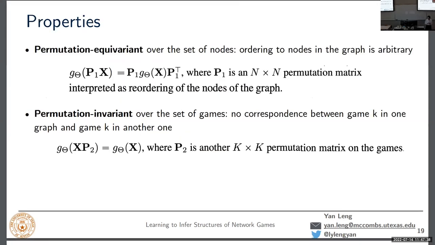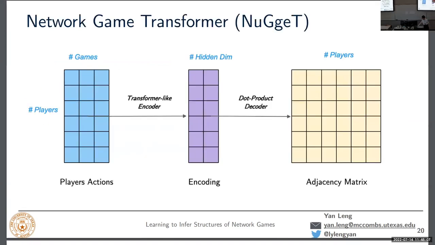So for our method, the framework needs to have two important properties. First, it needs to be permutation equivariant over the set of nodes, because we need to apply this method to completely unseen nodes. And second, it needs to be permutation invariant over games, meaning that game K in one graph doesn't correspond to game K in another. There's basically no correspondence between the games in different graphs.